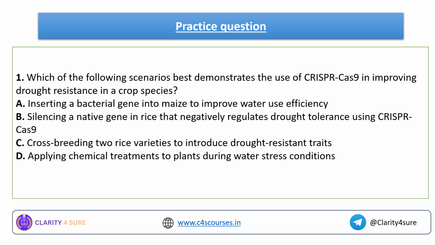Which of the following scenarios best demonstrates the use of CRISPR-Cas9 for improving drought resistance in crop species? Option A, inserting a bacterial gene into maize to improve water use efficiency. Option B, silencing a native gene in rice that negatively regulates drought tolerance using CRISPR-Cas9. Option C, crossbreeding two rice varieties to introduce a drought resistant trait. Option D, applying chemical treatments to plants during water stress conditions. So let me know your answer in the comment section below.